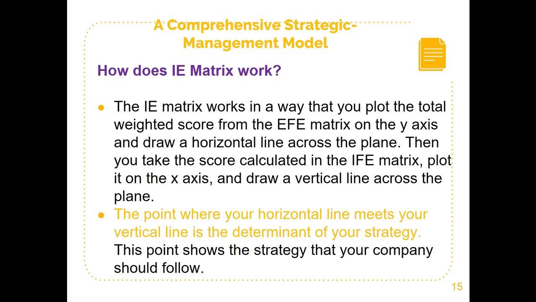Okay, so the IE matrix works in a way that you plot the total weighted score from the EFE matrix on the y-axis and draw a horizontal line across the plane. Then you take the score calculated in the IFE matrix, plot it on the x-axis, and draw a vertical line across the plane. The point where your horizontal line meets your vertical line is the determinant of your strategy. So this point shows the strategy that your company should follow.